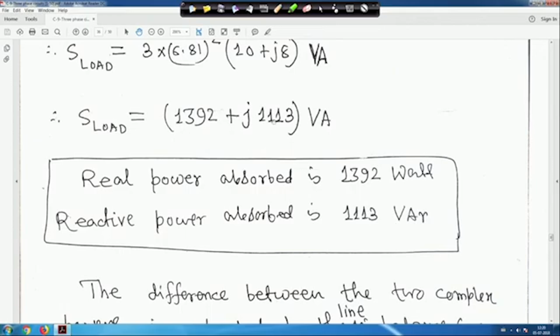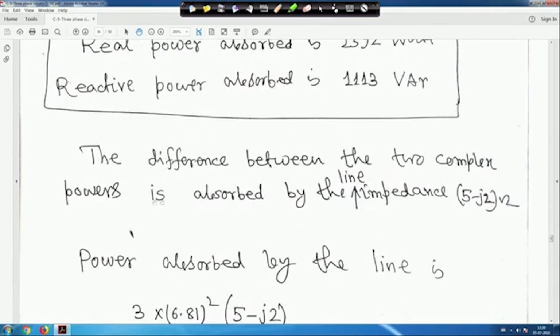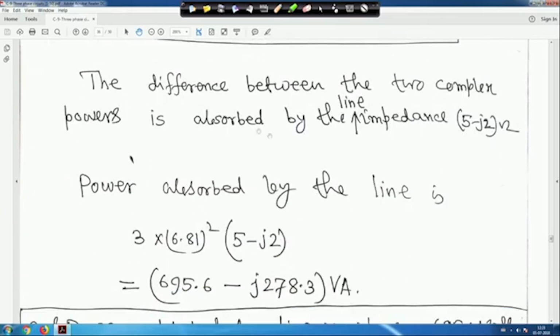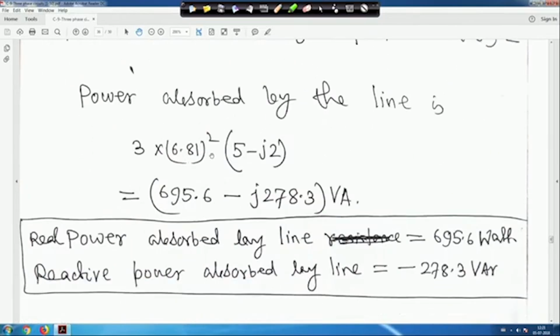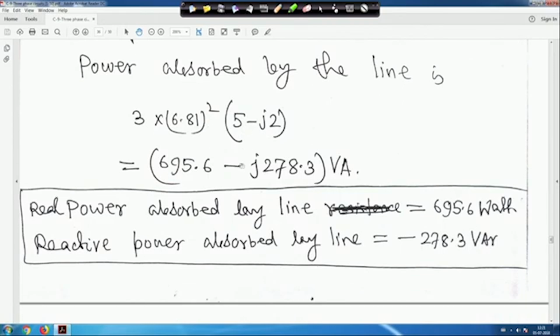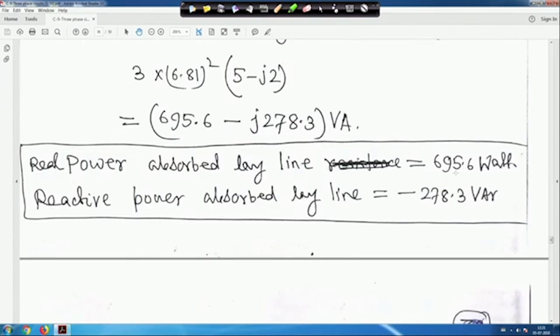This is var, I told you. The difference between the two complex powers is the power absorbed by the line impedance, that is the power loss. So power absorbed by the line is 3 into current square, magnitude 6.81 square, and line impedance is 5 minus j2. So it is coming 695.6 minus j278.3. When it is minus, it means the impedance is capacitive. So the real power absorbed by the line is 695.6 watt, and reactive power absorbed by the line is minus 278.3 var.